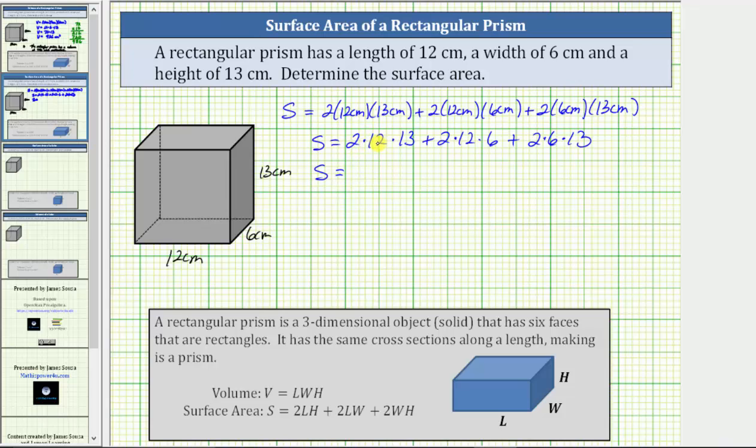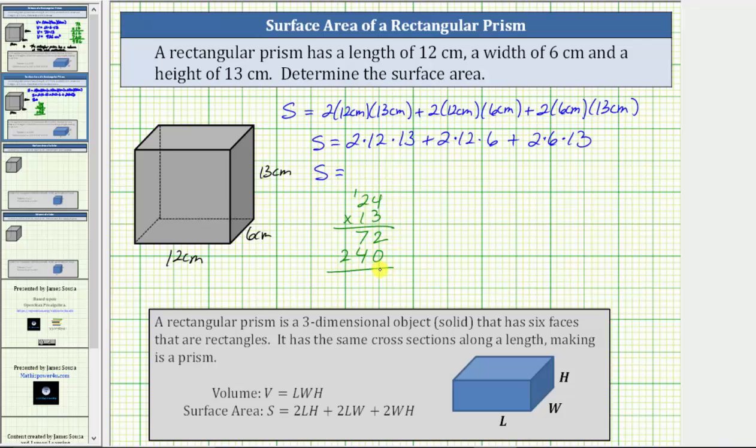2 times 12 is 24, and now we need to find 24 times 13. First multiply by 3. 3 times 4 is 12. Record the 2, perform an exchange with the 1. Next we have 3 times 2 plus 1, which is 7. Before multiplying by the 1, we record a 0 in the 1's place value. And now we have 1 times 4, which is 4, and 1 times 2, which is 2.